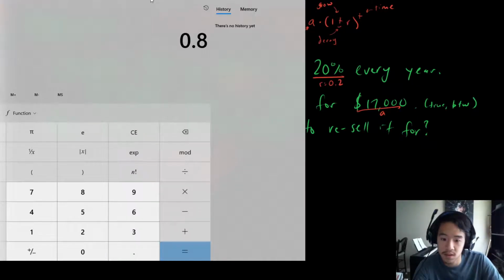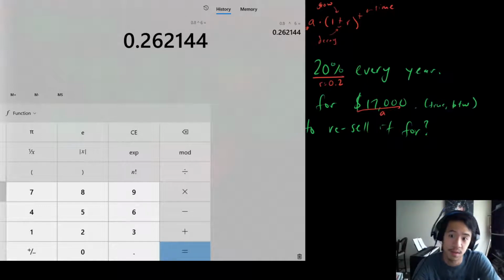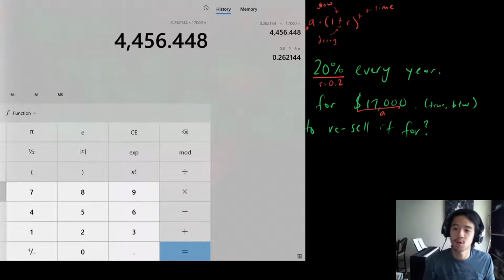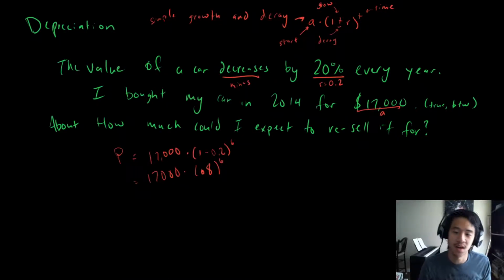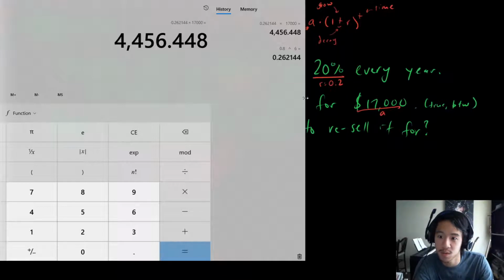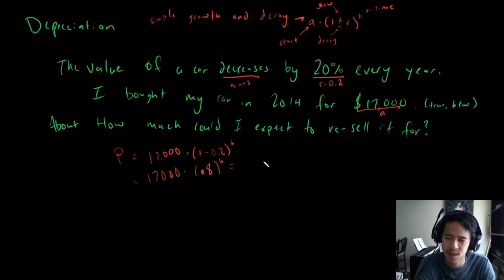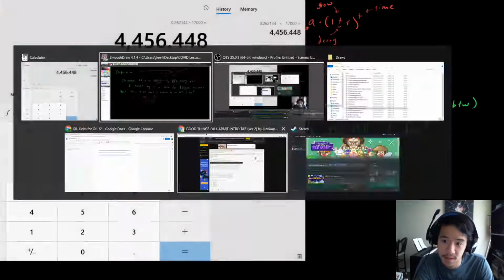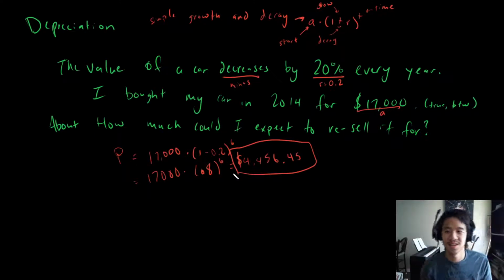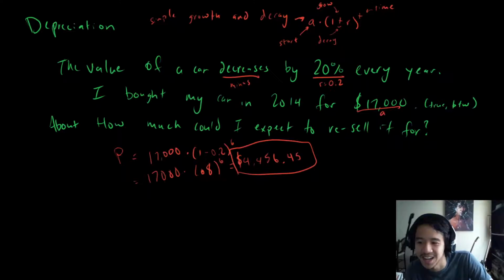We have 0.8 raised to the 6th power. So it's that number. And then we have to multiply this by 17,000. So $4,456. Thank God that car values don't actually depreciate by 20% every year. At least I think they don't. Maybe they do. I made this problem up. So $4,456.45. So there's our answer. Simple growth and decay. All right, let's go ahead and look at the next question.